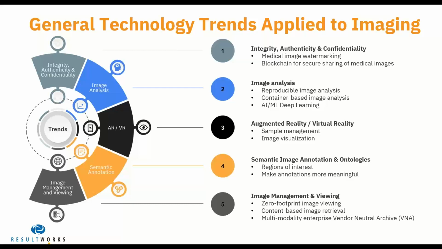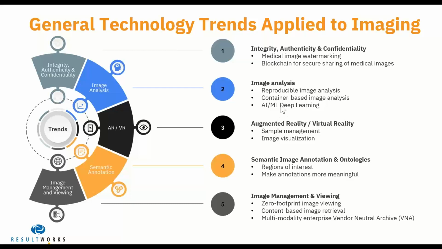As we get into looking at other technology trends, we did spend some time looking at technologies that were evolving elsewhere in the industry. So we looked at things like integrity, authenticity, and confidentiality of images. If you think about medical imaging in particular, being able to really tie an image to a patient, so medical image watermarking or use of blockchain for secure sharing of medical images associated with a patient. You don't want to lose track of those kind of things. So we looked at that.